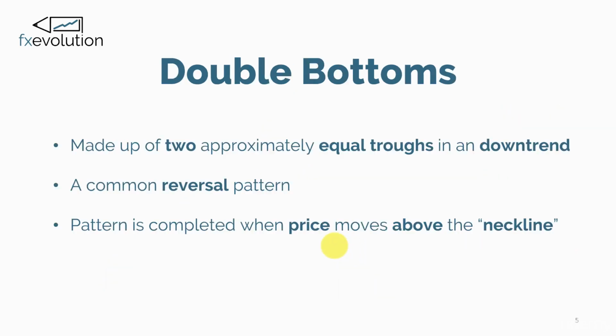Let's now take a look at double bottoms. So double bottoms are made up of two approximately equal troughs this time in a downtrend. Like in the double tops, it's also a common reversal pattern. So we'll generally be looking for a potential breakout to an uptrend after the neckline has been broken.